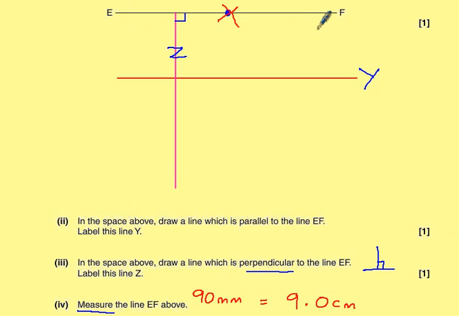Now because this exam paper has actually been scanned and reduced down ever so slightly, the actual length in the exam of the line EF was 95 millimetres, which was 9.5 centimetres, but for the purposes of this video we actually measured the true length of the line EF as shown to be 90 millimetres, which is 9.0 centimetres.